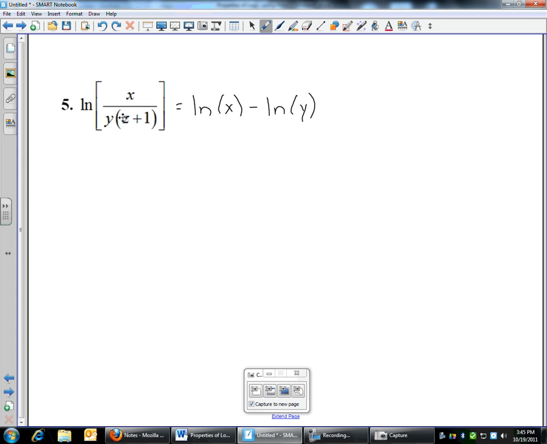What you have to remember for this one is you do not just say plus ln of z plus 1. Even though that's multiplication down there, z plus 1 is still in the denominator. I'm still dividing by z plus 1, so it's still going to be minus ln of z plus 1. So I completely split that up. Basically, anything on top is a positive log, that's positive ln x, and anything on the bottom is a negative. So make sure that if you're dividing, everything in the denominator is being subtracted when you split it up, and everything in the numerator is being added. If it makes you feel better, you can actually put a plus sign there. I don't care. So there's number 5.